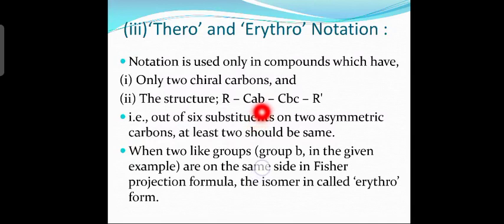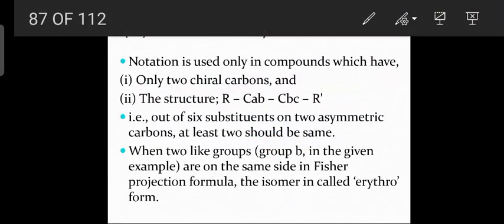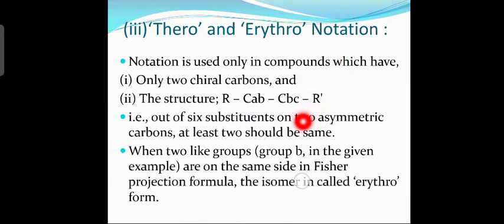Now, which are the 2 substituents that are the same? B, B. Okay. In this carbon atom you have got B, as well as in this one you have got B. Okay. So, one of the groups or substituents is common, and that means same. Alright. When two like groups, group B in the given example, are on the same side in the Fischer projection formula, okay, this we are going to see in the next slide. If the two B groups are on the same side of the Fischer projection formula, then that isomer is called the erythro isomer.